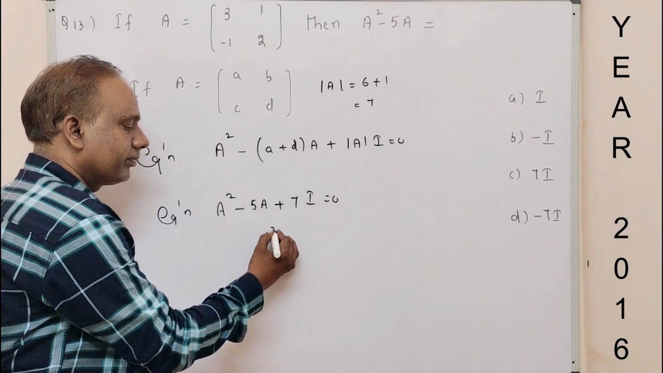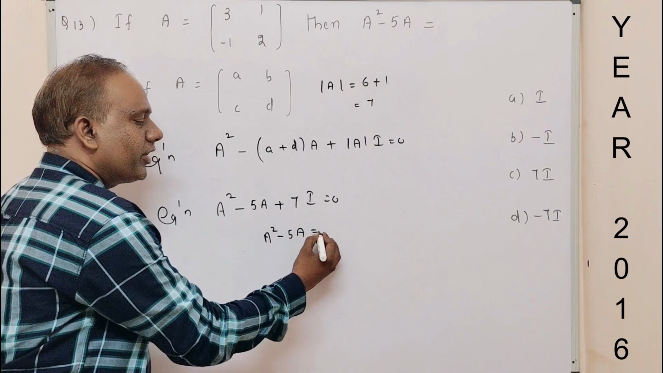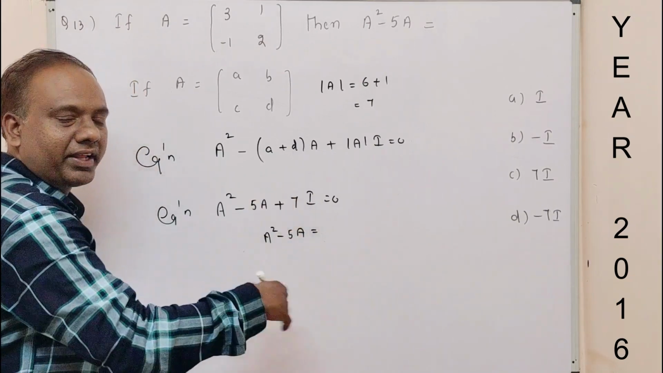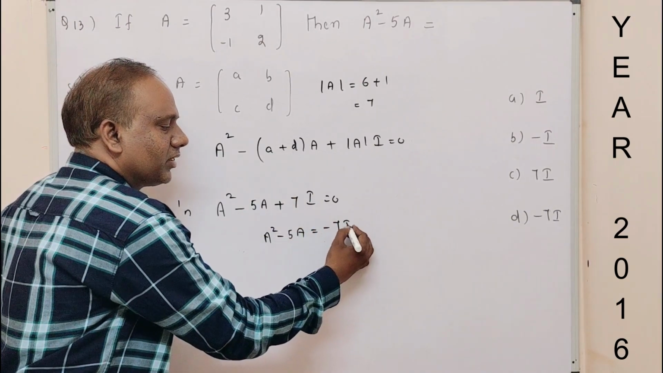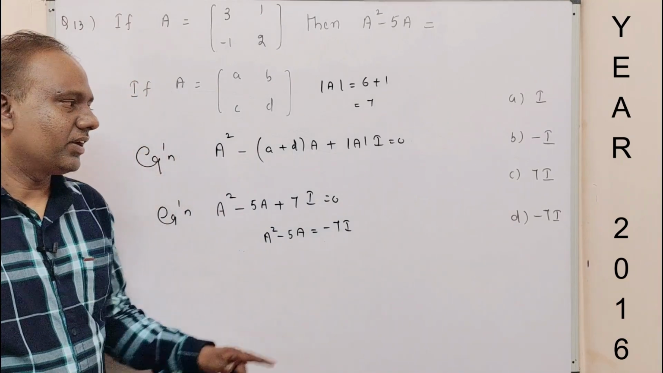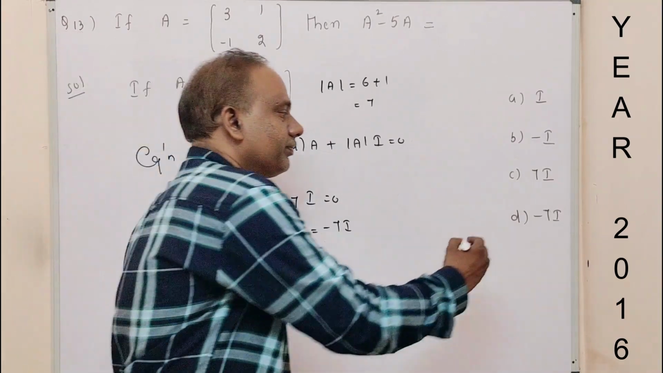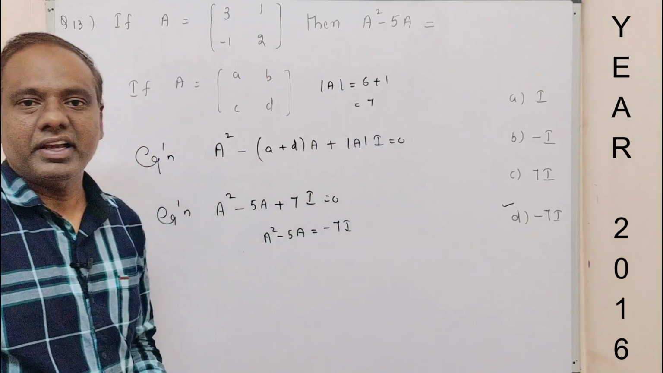So A square minus 5A, it is plus 7I. Take the right side, it becomes minus 7I. So here option D is the correct answer.